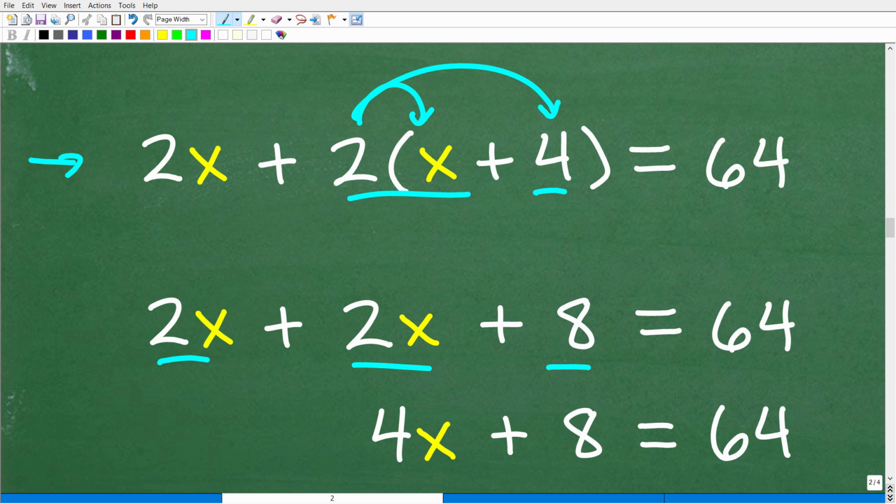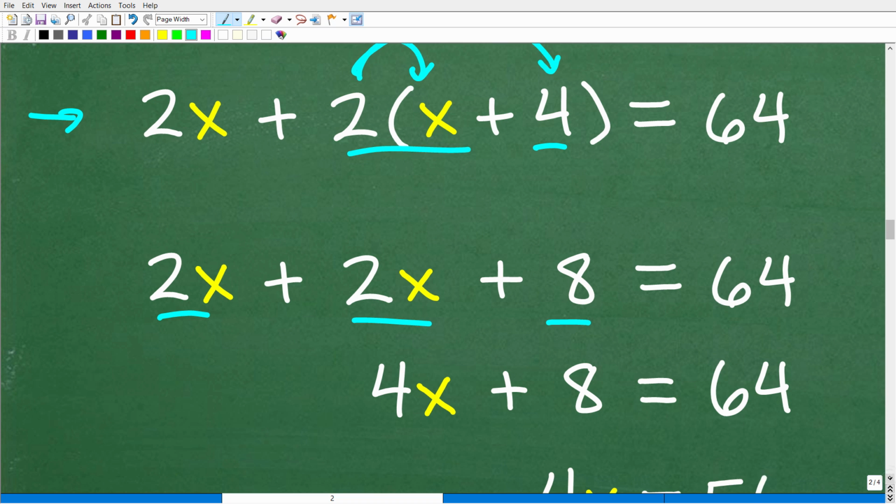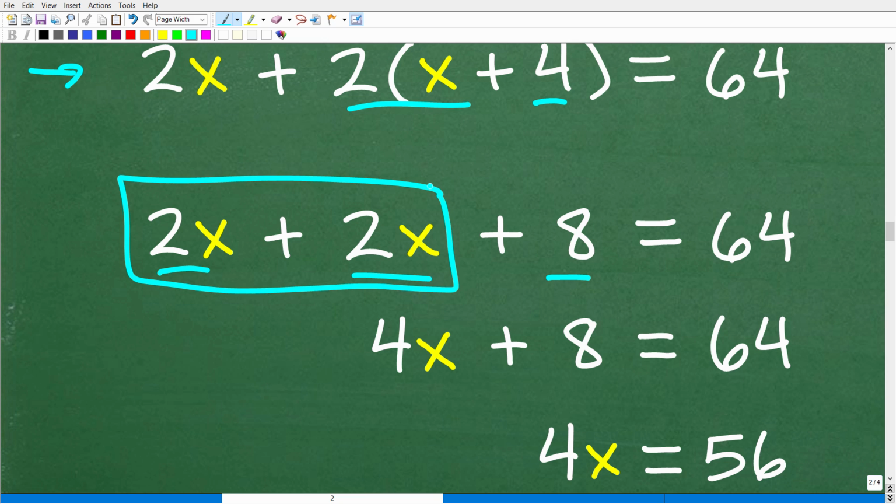All right, so now we have this 2x plus 8 is equal to 64. So now we can combine these like terms, right? So I have 2x here, so in total I have 4x. So 4x plus 8 is equal to 64.